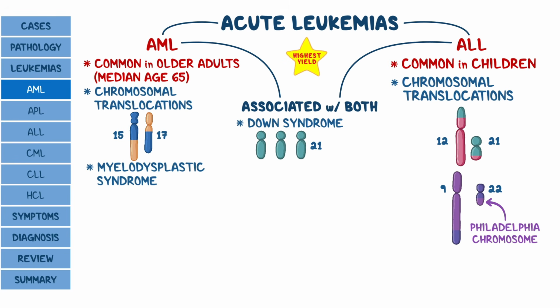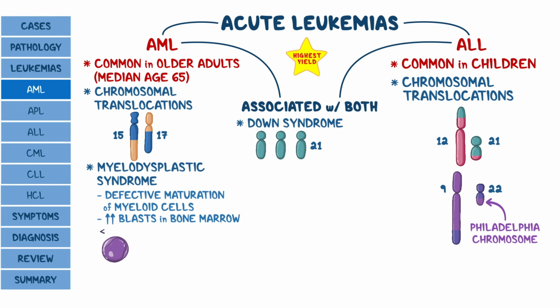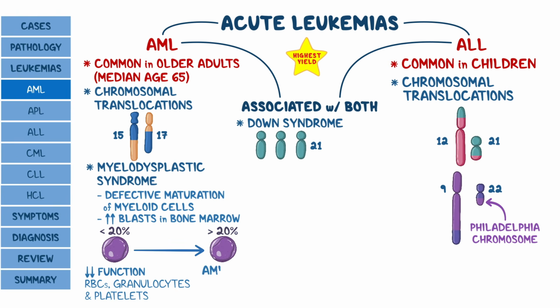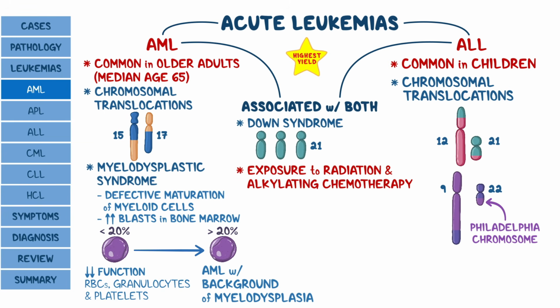Myelodysplastic syndrome, which is characterized by defective maturation of myeloid cells and buildup of blasts in the bone marrow, can lead to AML. Usually the buildup is initially less than 20% blasts, but that's enough to cause a decrease in the function of red blood cells, granulocytes, and platelets. As the disease progresses, the blast percentage may go over 20%, resulting in AML with a background of myelodysplasia. Finally, there are also some risk factors for acute leukemia like exposure to radiation and alkylating chemotherapy, which may have been used as a treatment for certain types of cancer.